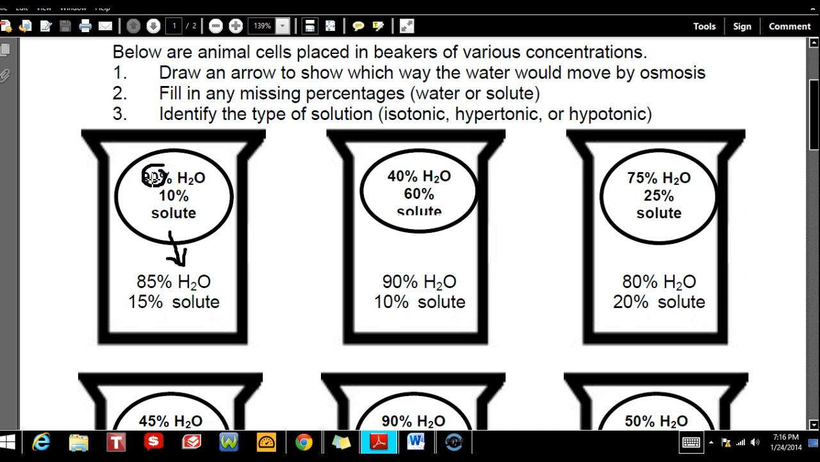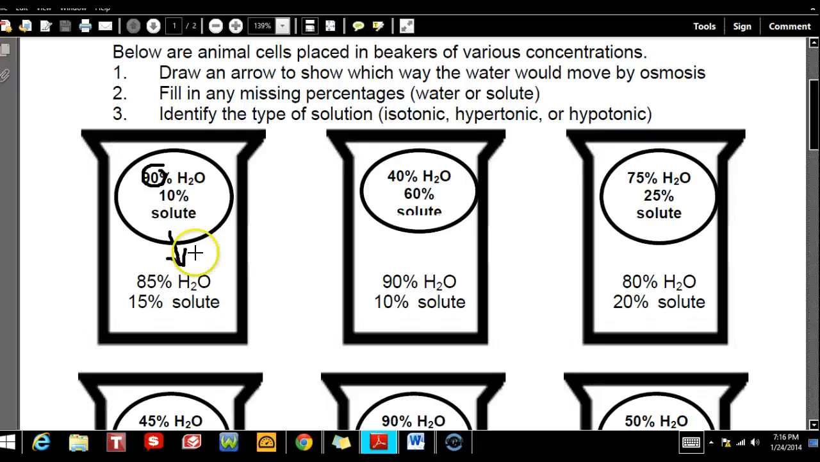Now, I also said, and I don't want to confuse you with this, that it will move towards a higher solute concentration. Well, naturally, if you have a higher solute concentration, you're going to have a lower water concentration, or vice versa. If you have a higher water concentration, you're going to have a lower solute concentration. So you see we have 10% solute here. It would still move outward to this 15% here. And the reason it's doing this is because it wants to make these concentrations equal.